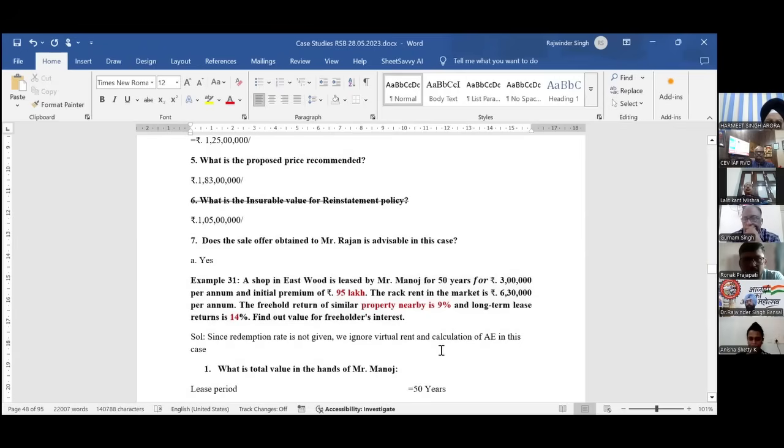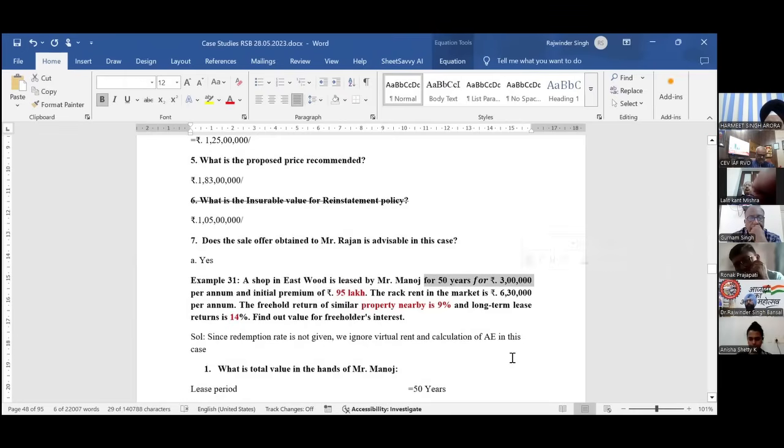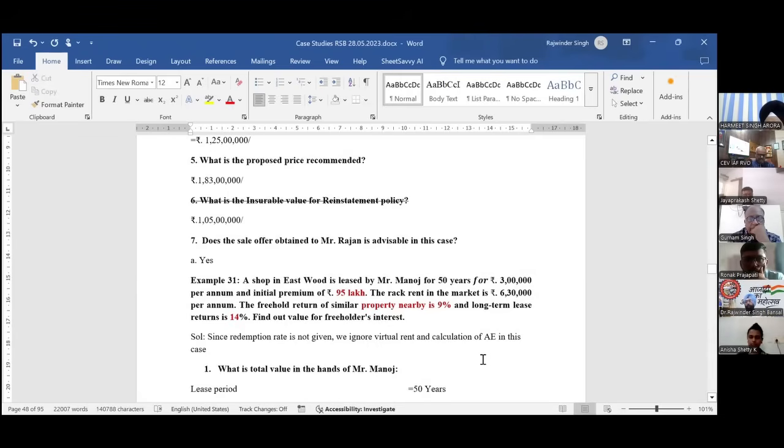He gets 3 lakhs per annum with a premium of 95 lakh. So he will be getting 3 lakh for 50 years. After 50 years, what will he be getting? He will get back the property, and he will get a rental of 6,30,000. So he will get a rent of 6,30,000 per annum after 50 years.